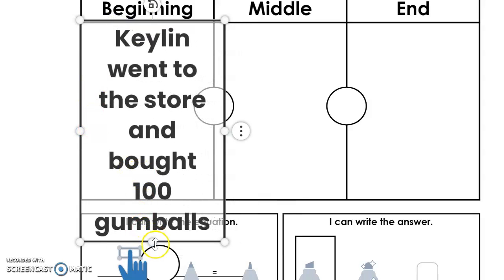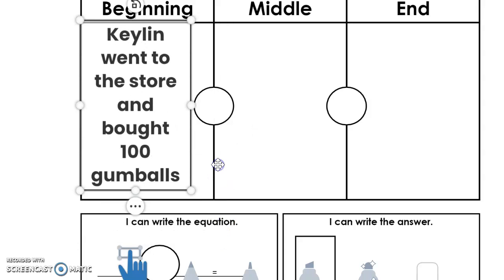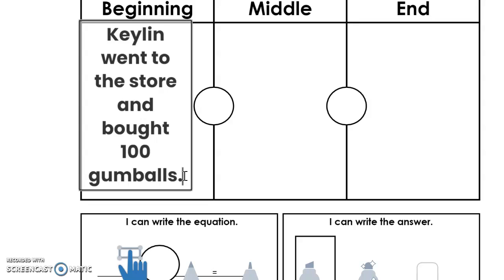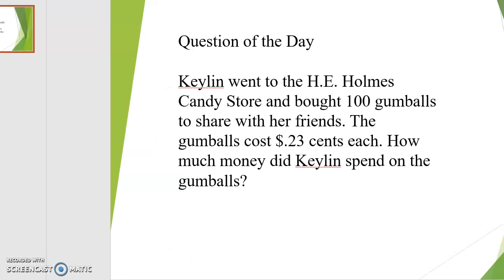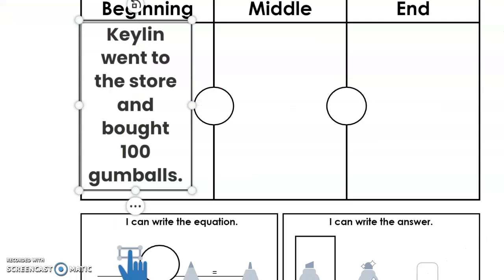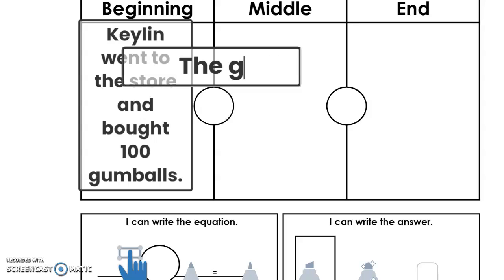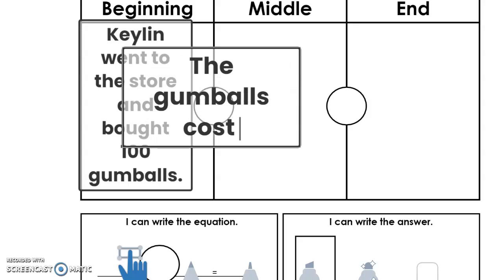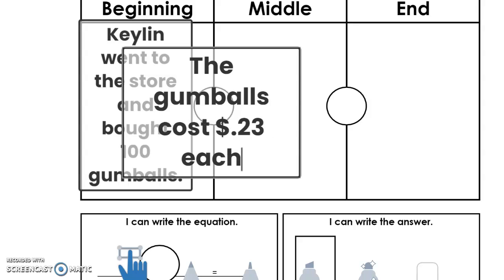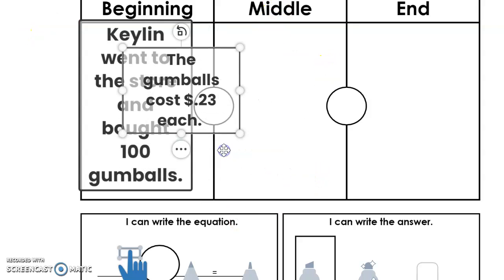And I'm going to make this a little bit smaller because it's now on another part of my graphic organizer. And I don't want to cut any of my words off. So now I'm going to go back to the problem and find out what happened in the middle. The gumballs cost 23 cents each. All right, so I'm going to add that to the middle. And I'm going to use a dollar sign, a period for a decimal, and 2, 3. Okay, they cost 23 cents each. And then I'm going to drag that to the middle.